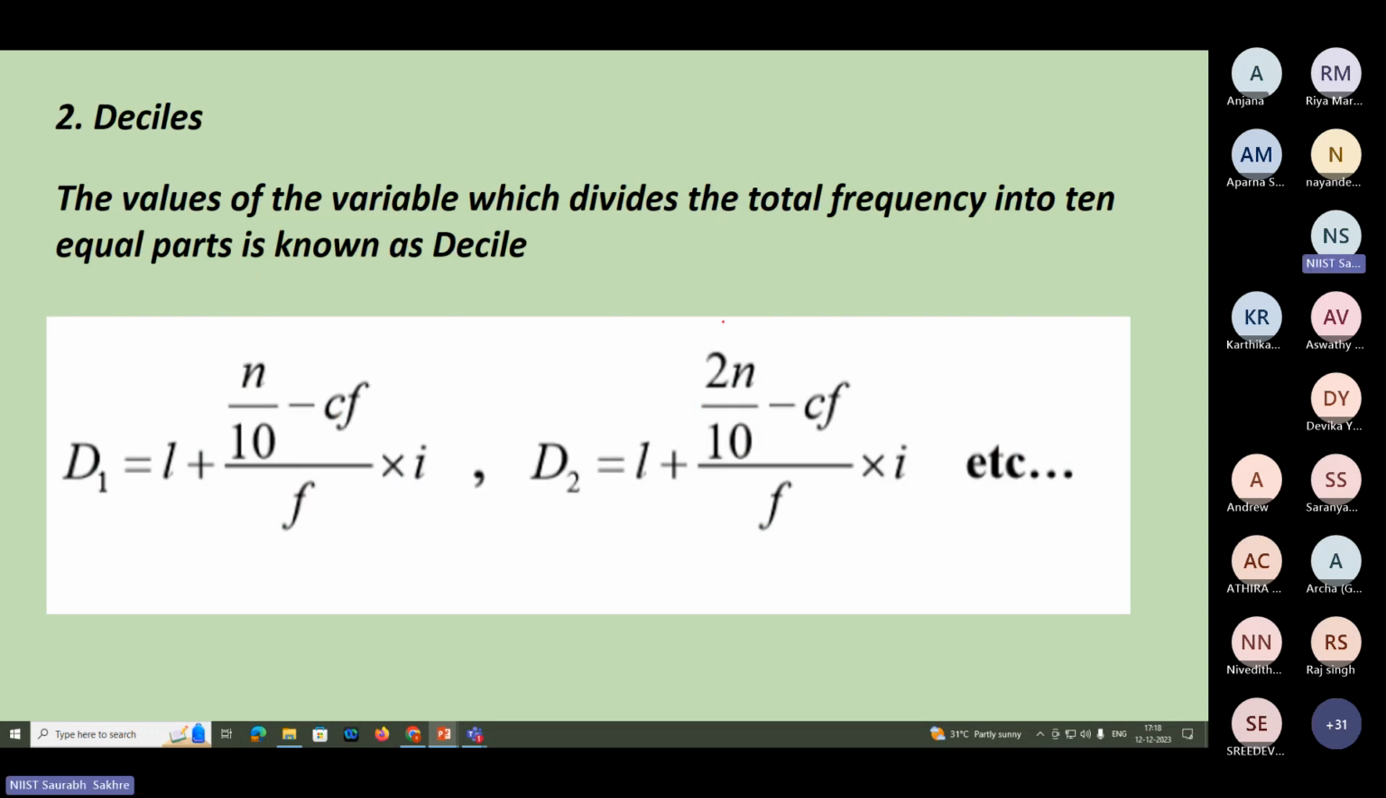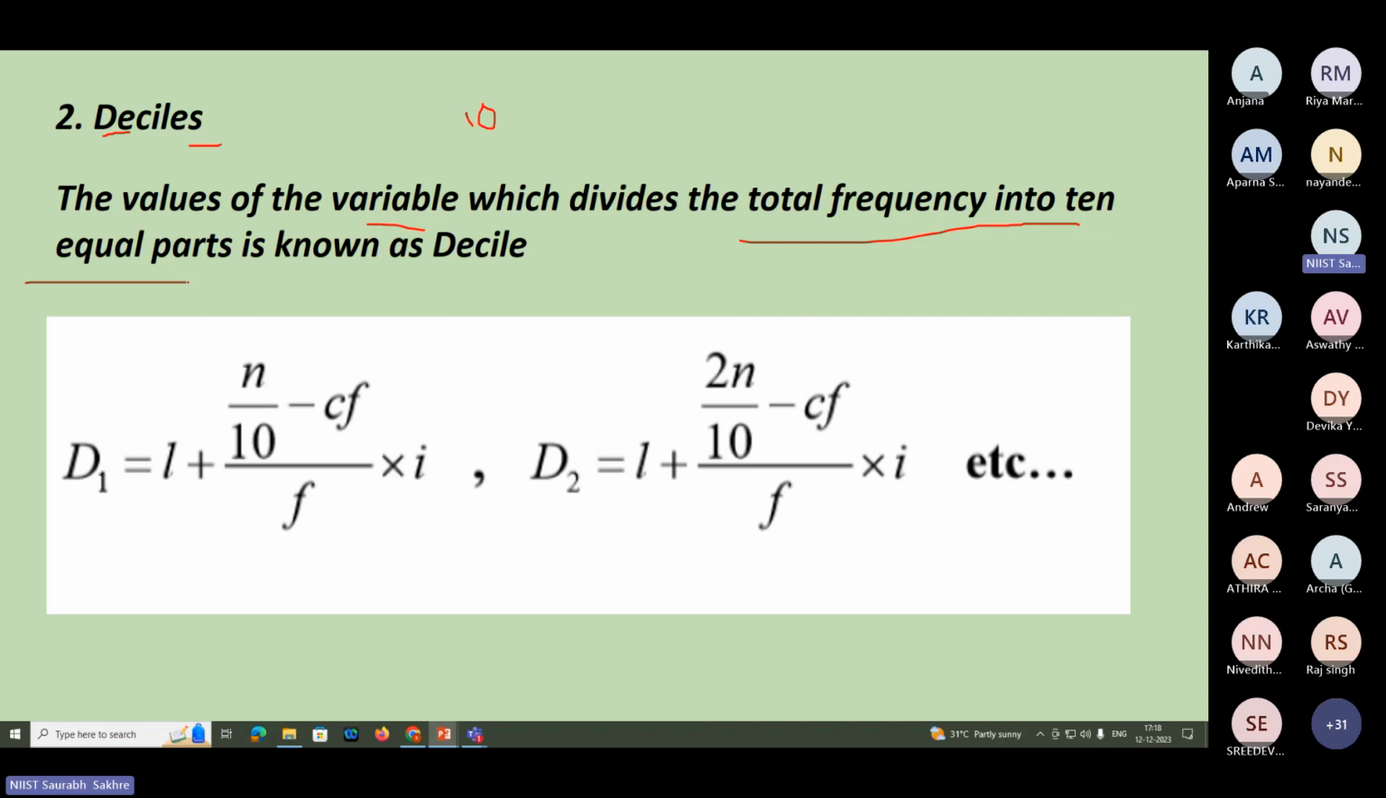Now, deciles. What does decile mean? As the name indicates, deci means something 10, in parts of 10. So deciles are the values of the variable which divide the total frequency into 10 equal parts.